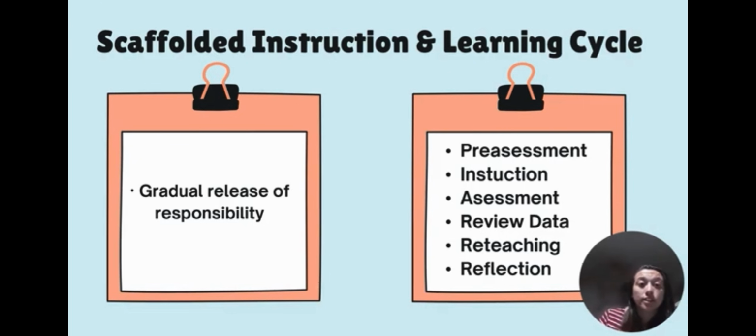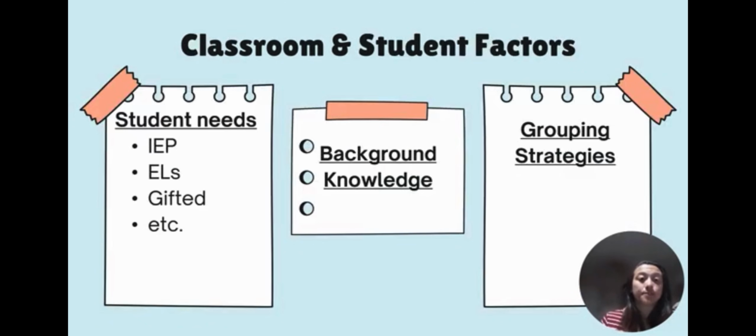Scaffold instruction and learning cycle. Effective lesson planning uses scaffold instruction. This means we support students as they learn new skills and then gradually remove that support as they become more independent. Lessons also follow a learning cycle. This includes pre-assessment, instruction, assessment, reviewing data, reteaching, and reflection. This cycle helps ensure instruction is developmentally appropriate and responsive to student needs.